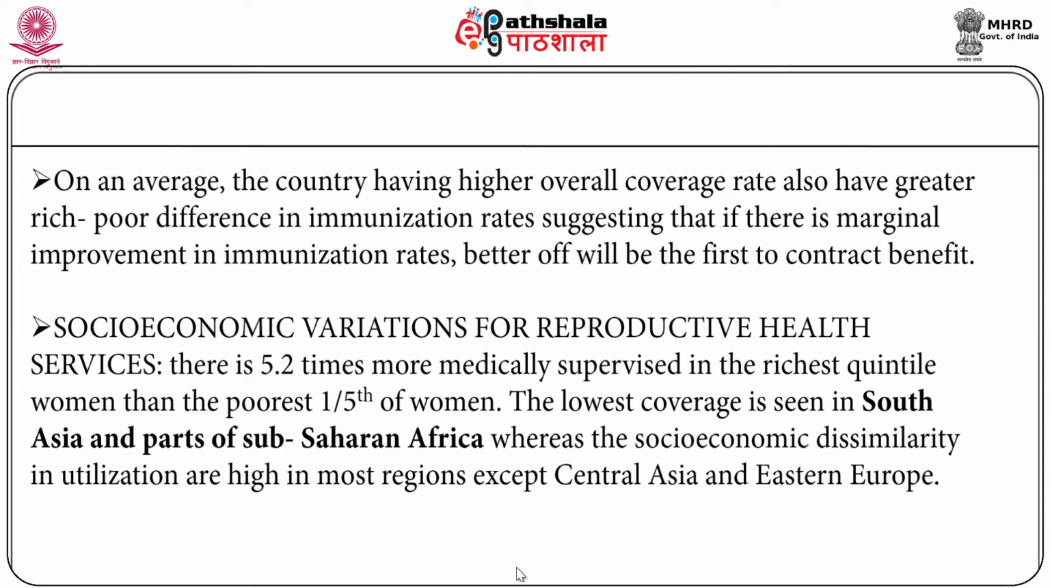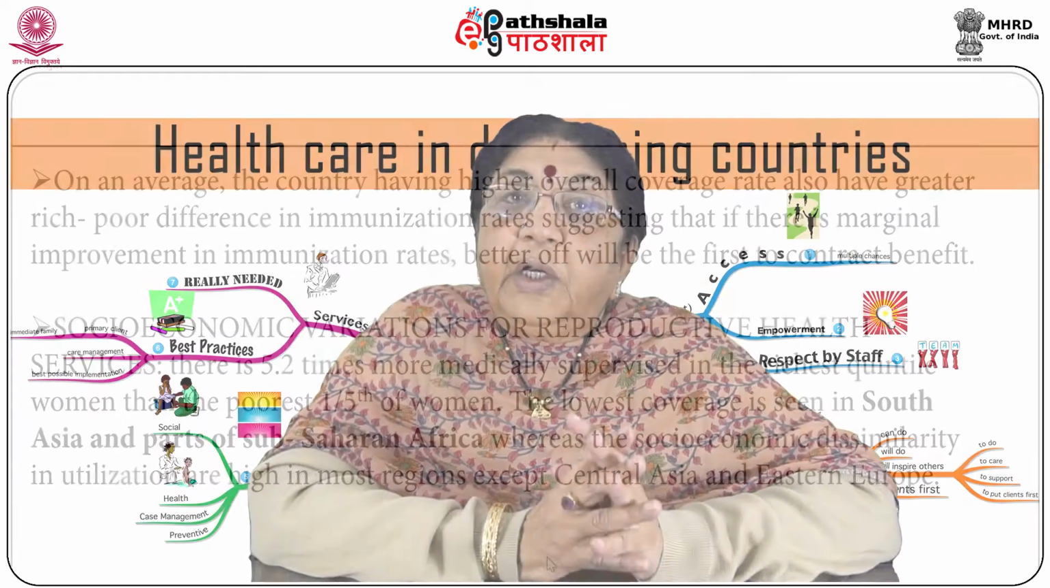Socioeconomic variations for reproductive health services. Actually, there is 5.2 times more medically supervised care in the richest women than the poorest. The same thing in reproductive health services: the rich, who don't really need so much care, would need minimal care, but on a regular basis they get the best quality care and the maximum care, rather than the poorest of the women who actually want only part of that care to be given to them regularly.